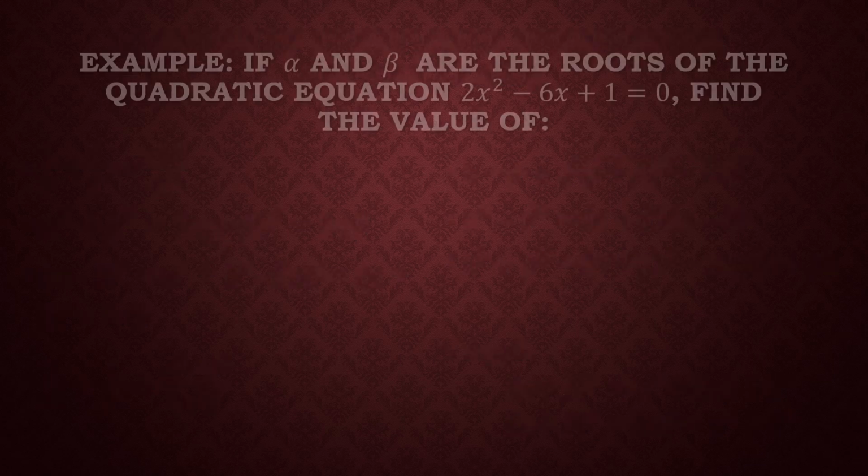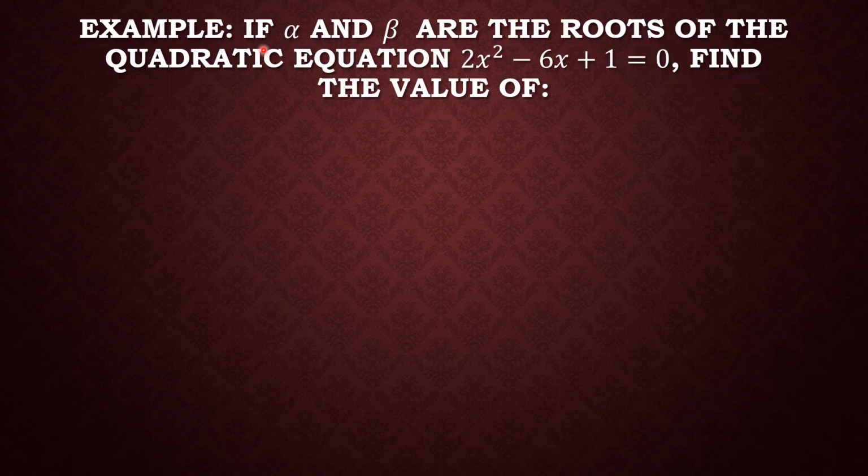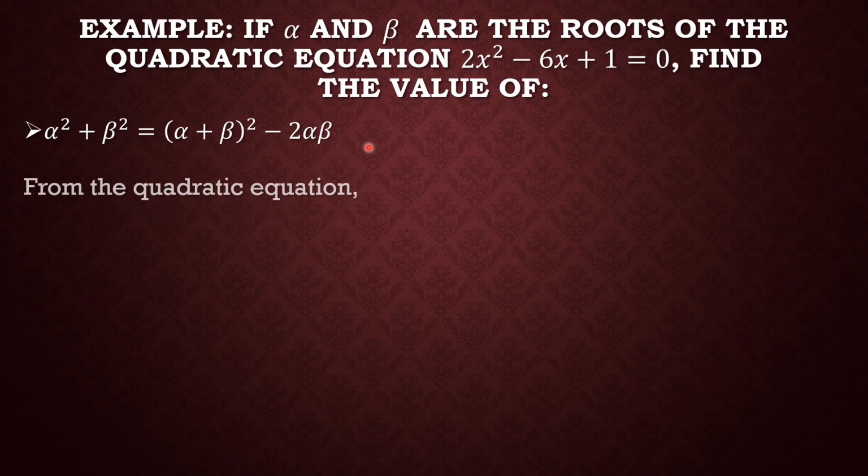Good. Now, for example, if alpha and beta are the roots of the quadratic equation 2x squared minus 6x plus 1 equal to 0, we are supposed to find the value of alpha squared plus beta squared. So here we are interested in finding the identity alpha squared plus beta squared. So we have to remember that alpha squared plus beta squared is expanded in the form of sum squared minus 2 times product.